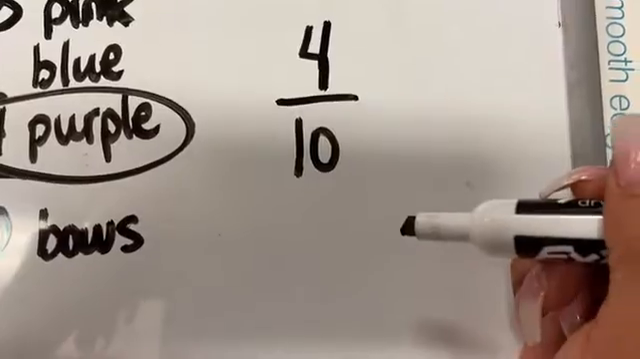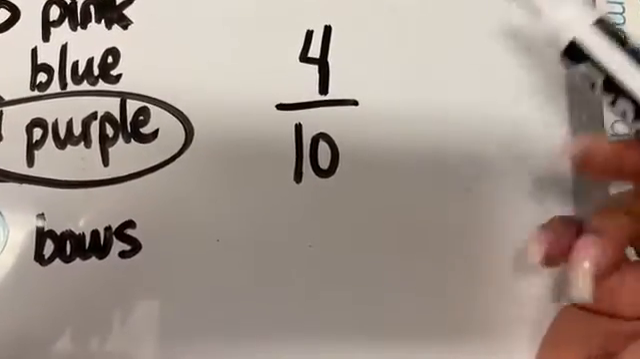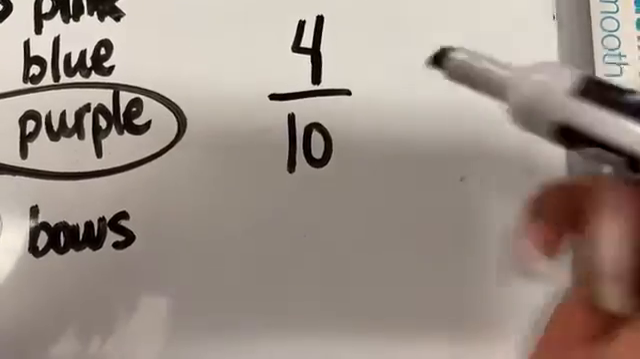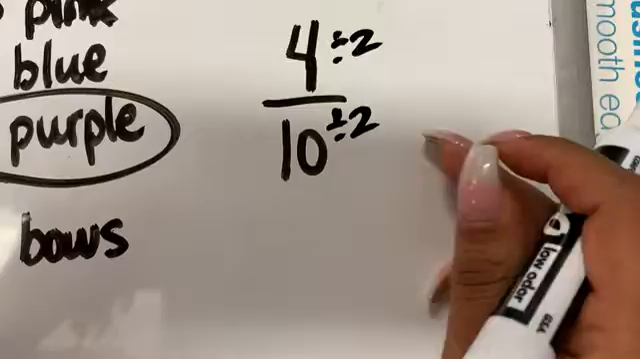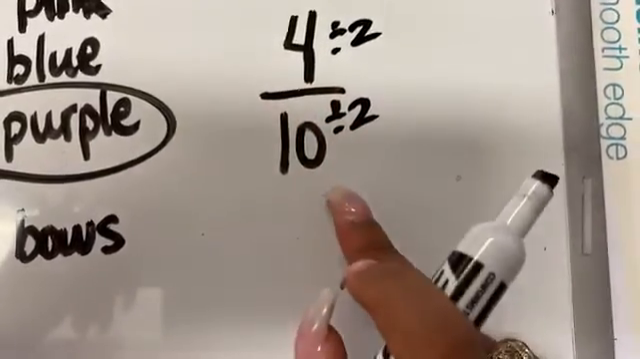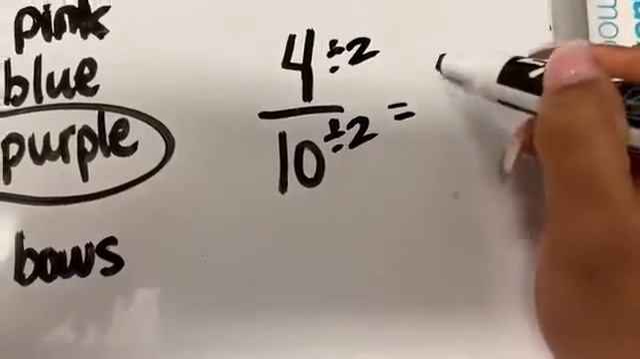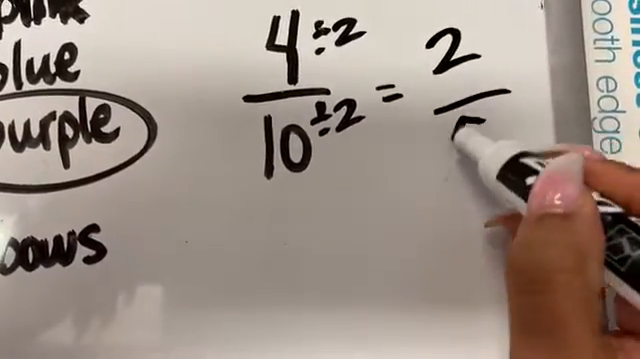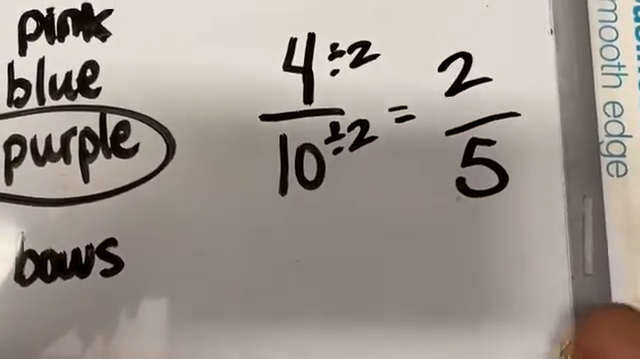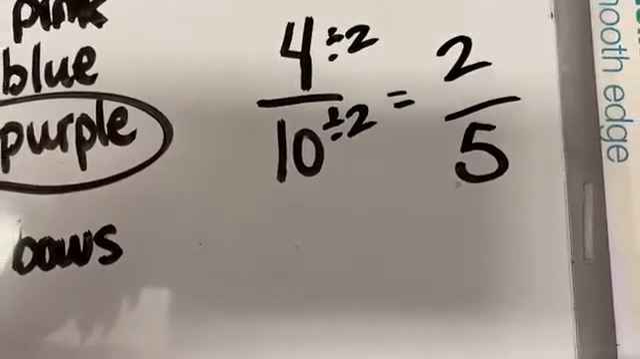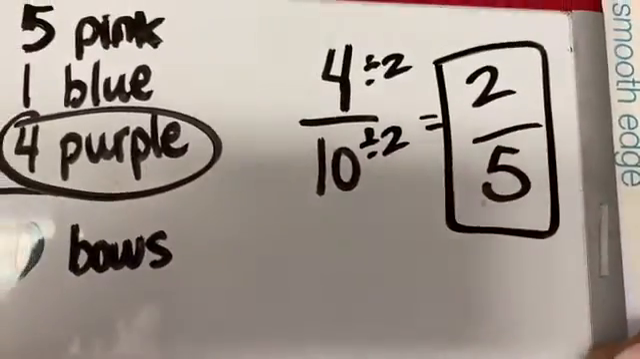How can we simplify this? Well, I always check and see if the 2 numbers are even first, because I know then I can divide them by 2. Or you could say, what number is a factor of 4 but also a factor of 10, which the answer is 2. 4 divided by 2 is 2. 10 divided by 2 is 5. So she has a 2/5 chance, or a 2 out of 5 chance that she will pick a purple bow.